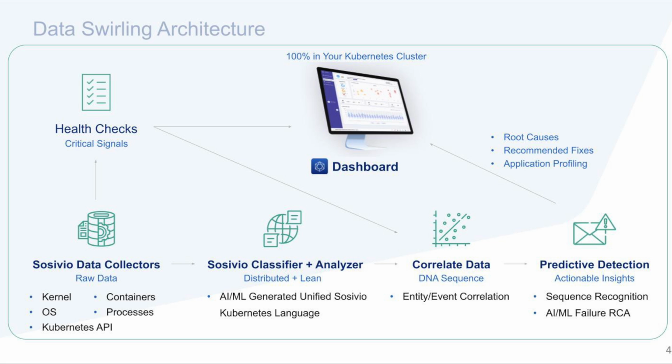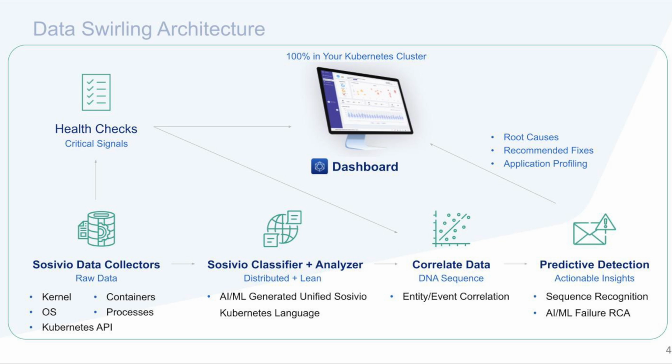At a high level, Sosivio uses data swirling to first collect data from the entire stack. It then compresses and translates everything to a unified Sosivio language. It then goes on to correlate the data to form a clear picture of what is happening inside your cluster. It then automatically detects issues. And it does all of this in real time.